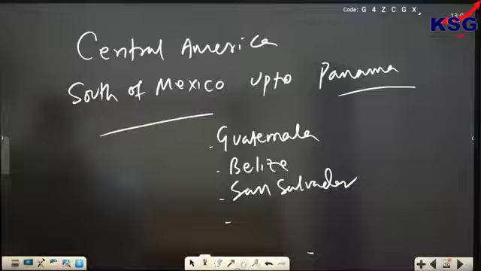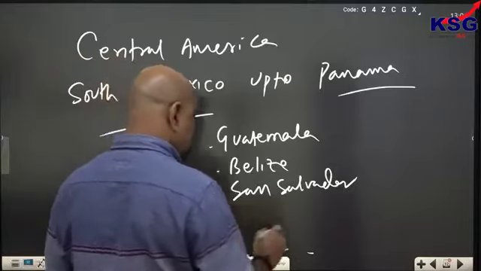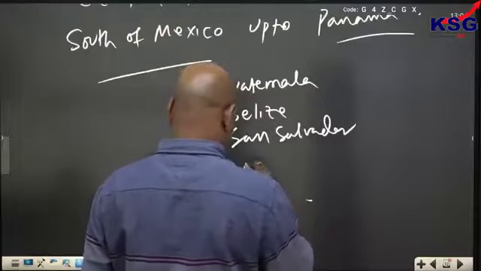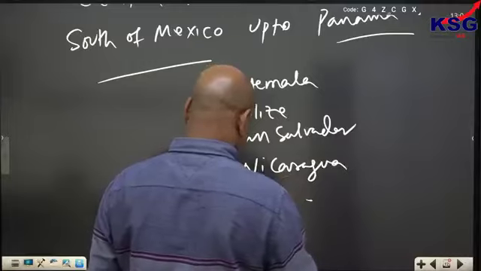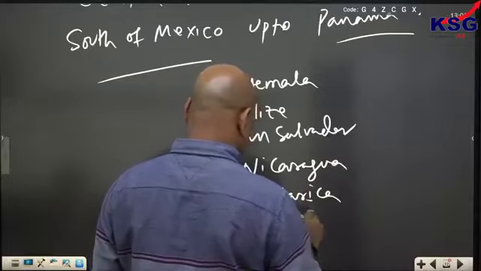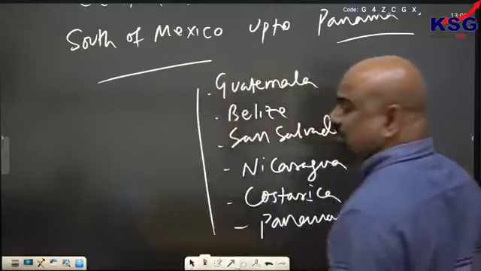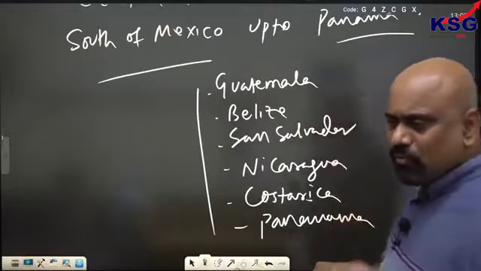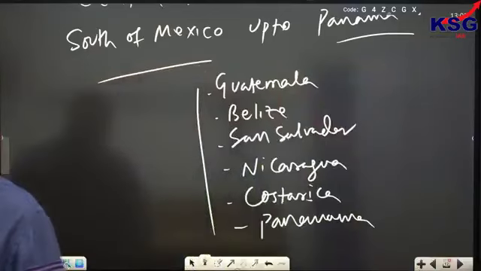Nicaragua, Costa Rica, then you have Panama. All these countries are on a peninsula, a very narrow isthmus, you can say.